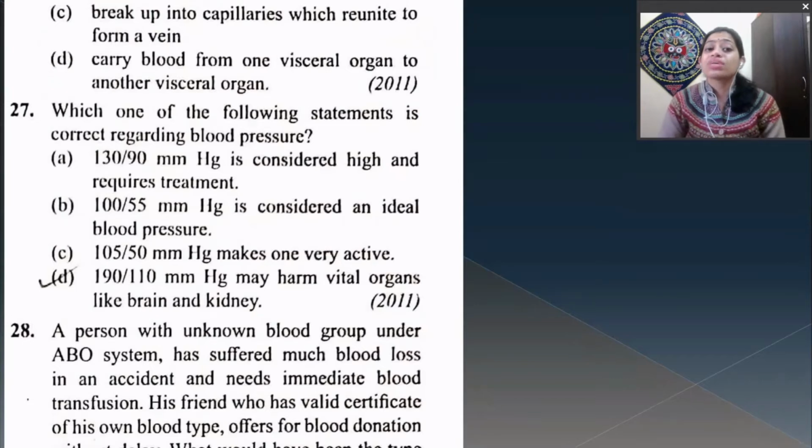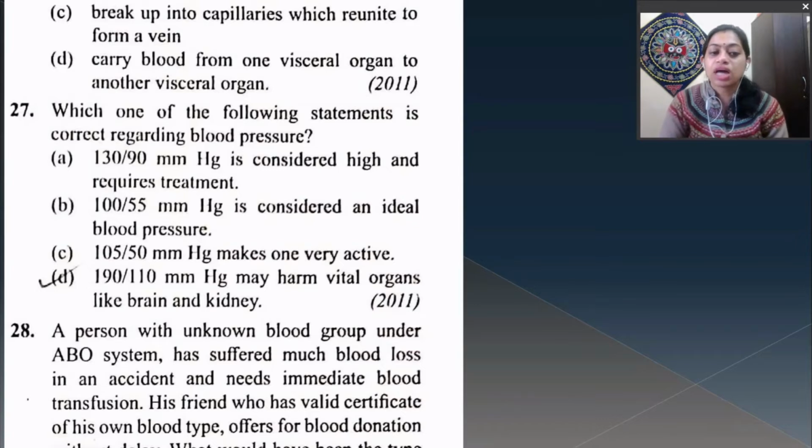Next, which of the following statements is correct regarding blood pressure? 130 by 90 mmHg is considered high, requires treatment. 155 is considered an ideal blood pressure, wrong. 105 by 50 makes one very active, no. 190 by 110 mmHg may harm vital organs like brain and kidney. So this is the right option, right?